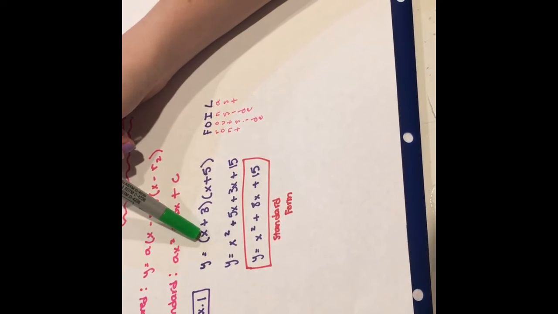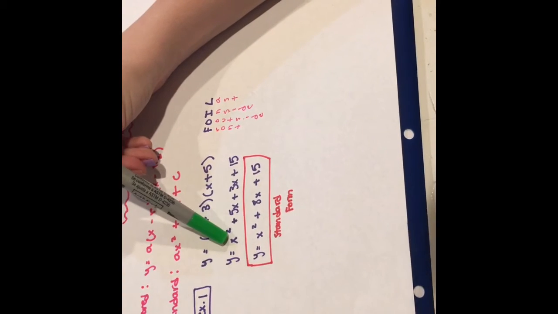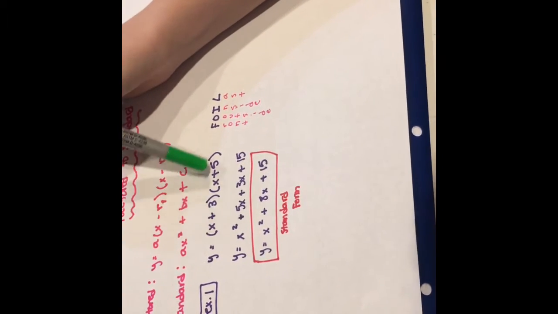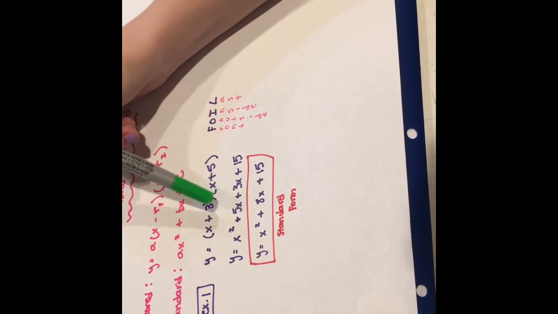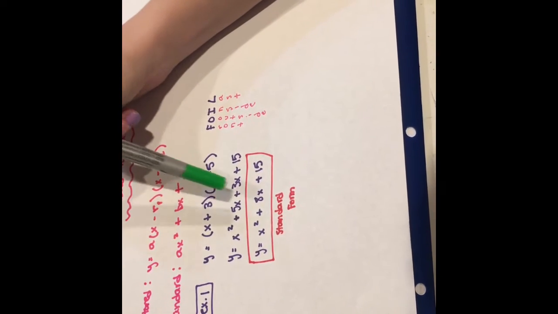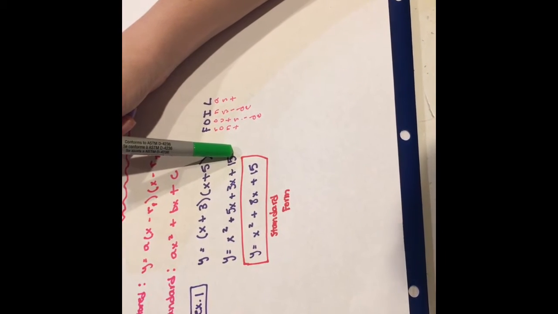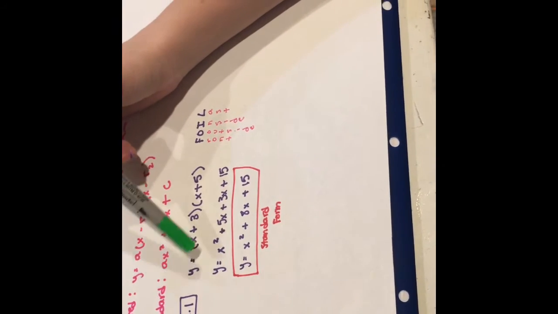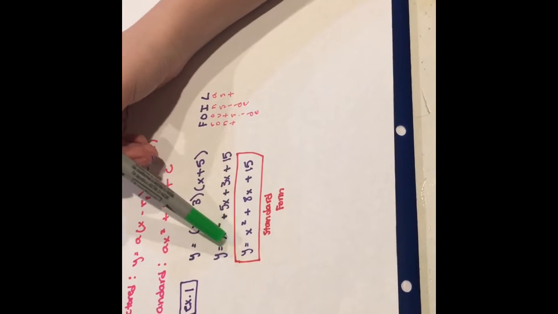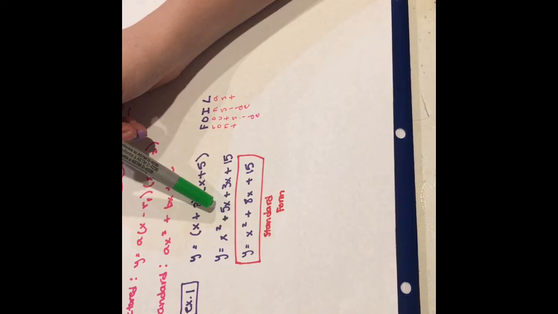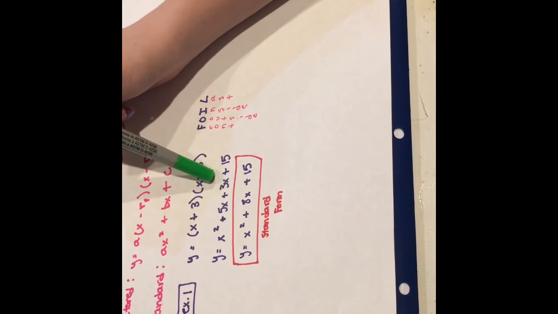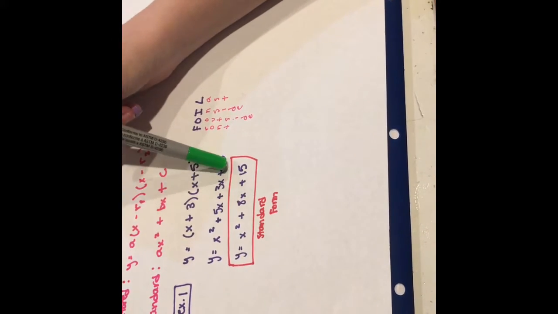For example, x times x equals x squared. x and 5 equals 5x. 3 and x equals 3x. And 3 and 5 equals 15. It's pretty much that simple. Then after that, you just combine these two terms. So it'd be y equals x squared, and since you combine the 5x and the 3x, that becomes 8x plus 15. And that's standard form.